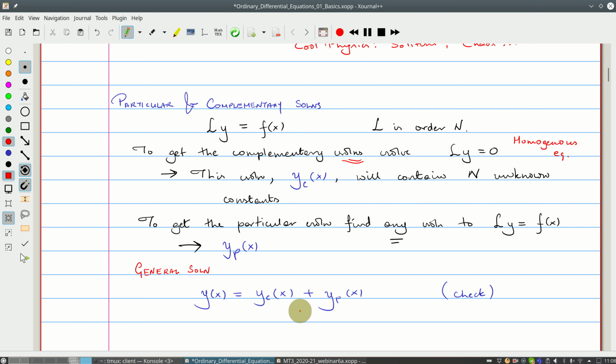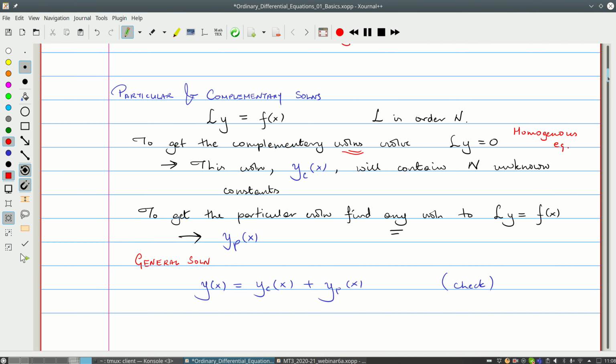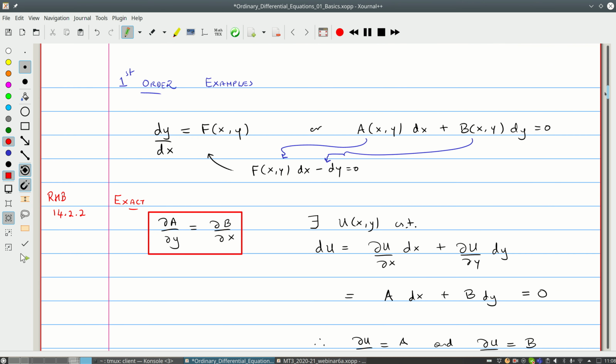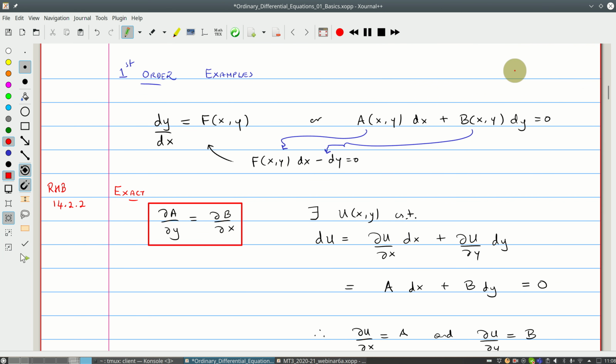Why is it? First of all, check to see that it is a solution. Secondly, and this is something we will prove later, it's a general solution because it has n unknown constants in it. And exactly why this makes it a general solution, just wait for a bit. Okay, now we're going to look at some of the important classes of first order ordinary differential equations.